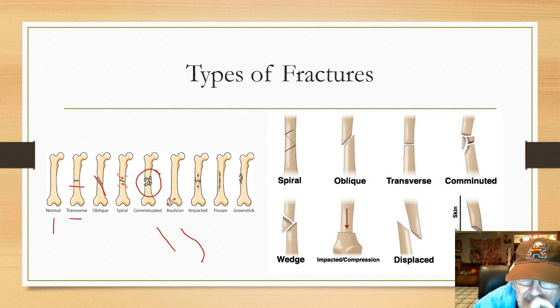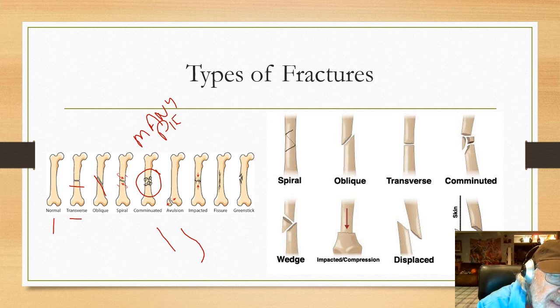Now I'll show you an X-ray of a comminuted fracture. Comminuted means many pieces. Okay, which does actually have to be many. If I have more than two pieces, 1 and 2, and I have a lot of little fragments in there, that's called comminuted, okay?